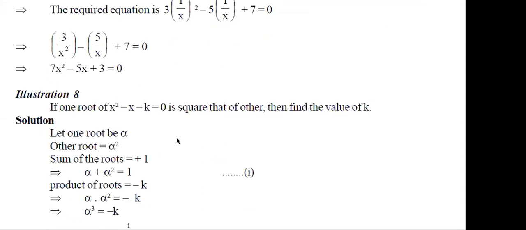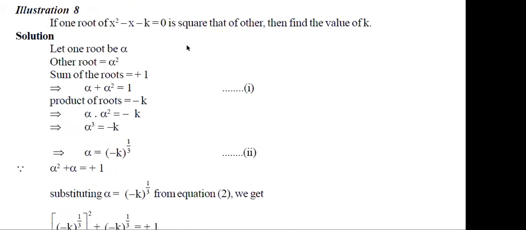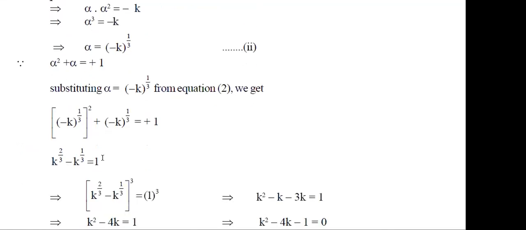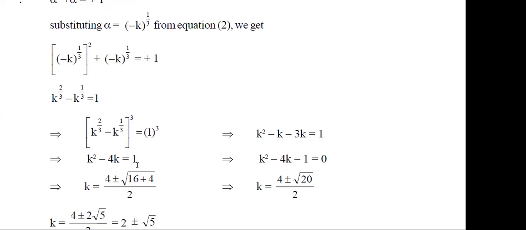So we can just use this concept, right? This is something we have already solved. I hope all of you have solved this kind of problem in your exam or in your module. If one root is square of the other, let's suppose one is alpha, the second is alpha square, and the sum of roots is 1. So alpha plus alpha square is 1, and alpha into alpha square is minus k, which is alpha cube is equal to minus k. So I can find the value of alpha. After putting, we will get something like this. After solving, I can get the value of k as 2 plus minus root 5. Yes, very good.